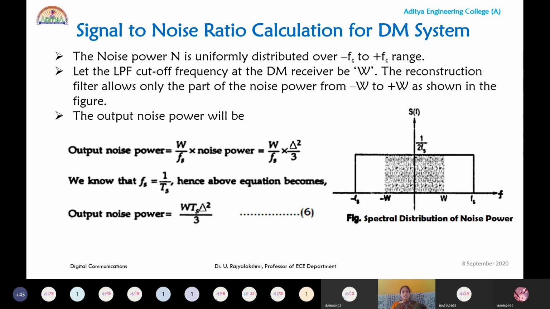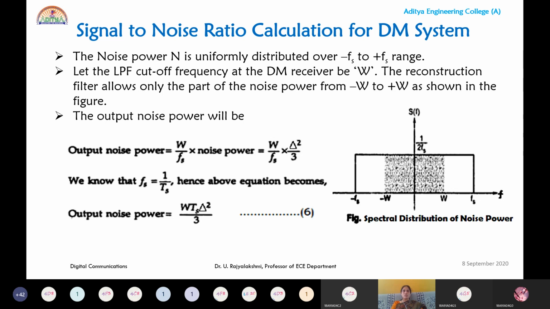For example, let us assume that the cutoff frequency of the low pass filter used at the DM receiver is W. For some time, let us assume that W is not equal to Fm, that is, W is not equal to the cutoff frequency of the low pass filter used at the transmitter. Now what happens to the reconstruction filter? This filter allows only the part of the noise power that ranges from minus W to plus W. So from minus W to plus W, you can see the noise component.